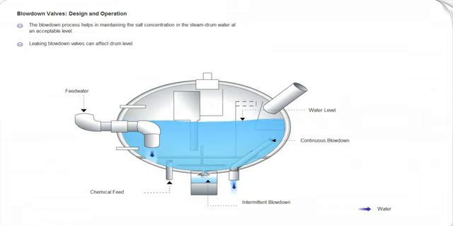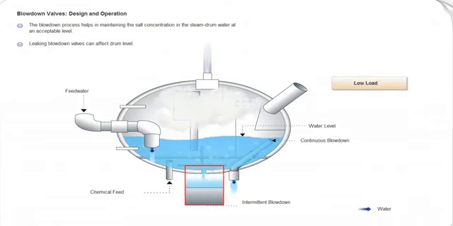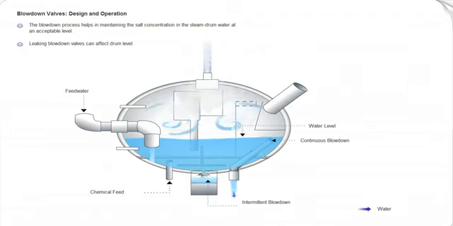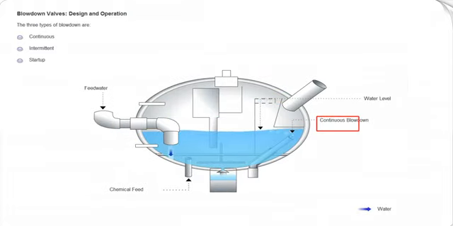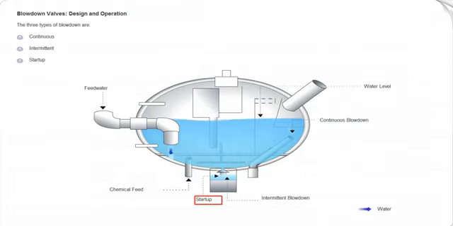A leaking blowdown valve provides a path for water to escape from the drum. During a unit startup or at low load conditions, where there is relatively low feedwater flow, the flow from a leaking blowdown valve could affect the drum level. At high loads, a leaking blowdown valve is not easily recognizable because of the high feedwater flow rate as compared to the flow through a leaking blowdown valve. There are three types of blowdown: continuous, intermittent, and startup.